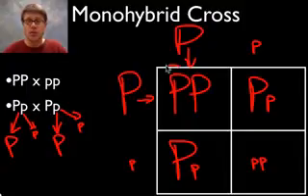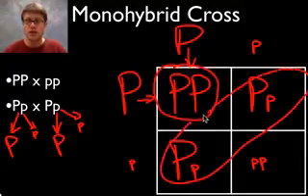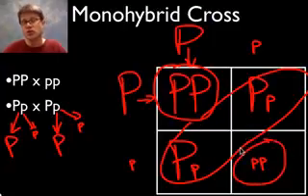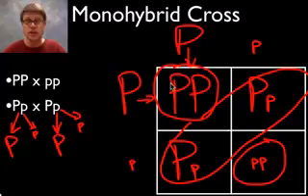Well, we get a 1 to 2, since these are exactly the same, to 1 genotypic ratio, because the genotype is the letter. So there's one that's like this, there's two that look like this, and there's one that looks like that. So that's going to be our 1 to 2 to 1 genotypic ratio.